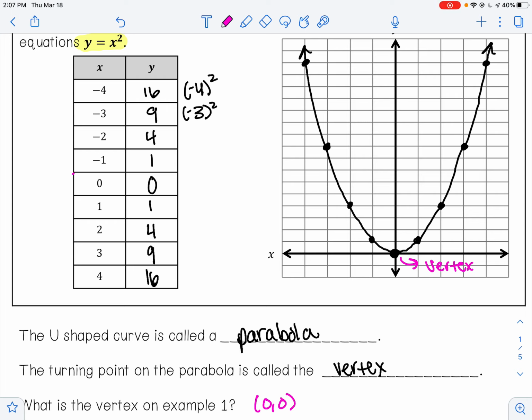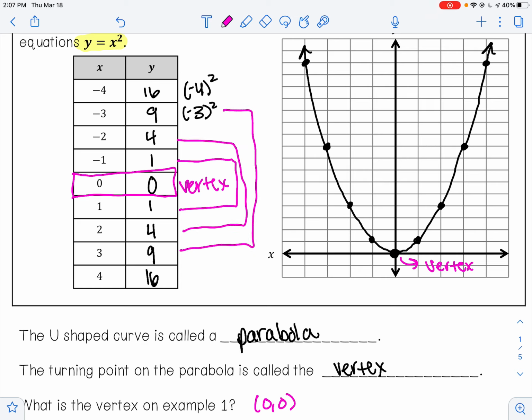We can also see the turning point in our table of values, because if we look at our vertex, all of our numbers surrounding the vertex are repeating. And so that's how you know you have your vertex when you're looking at a table of values. It's because your numbers start to repeat.